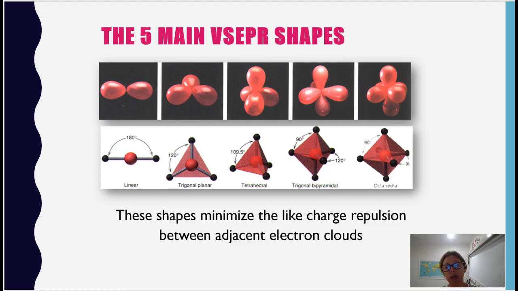Trigonal planar is when they are all within the one plane. Again, when we model these, it'll make a lot more sense. You can see with the balloons above, they are all in the same plane, with 120 degrees between them. Then we have our tetrahedral shape, like we used in the example previously, where there are 3 electron pairs in one plane and then the 4th one above. Then we have our trigonal bipyramidal, so obviously there's more, coming above and below, and our octahedral.